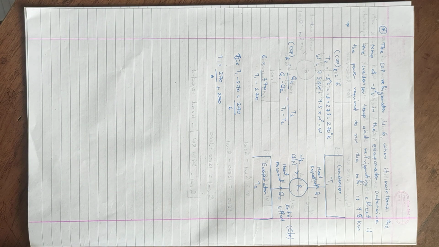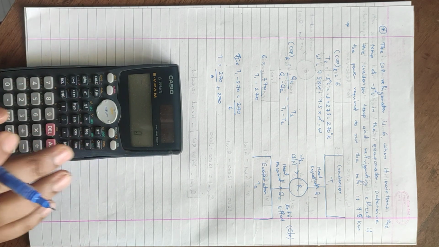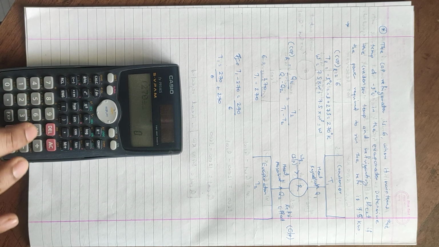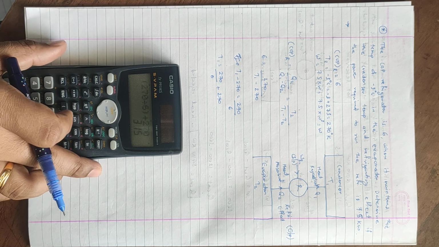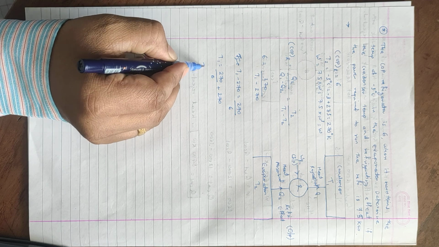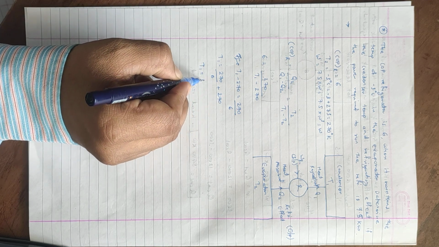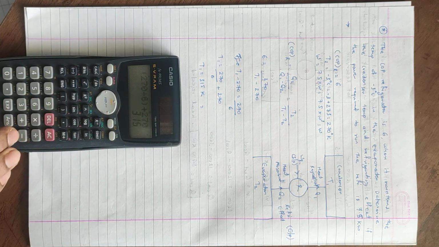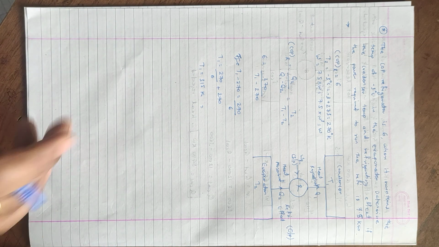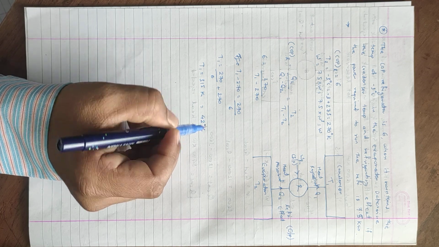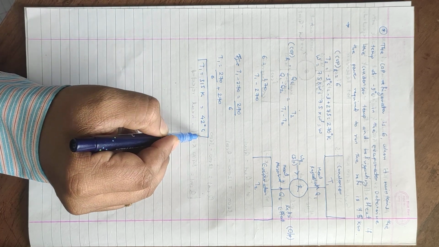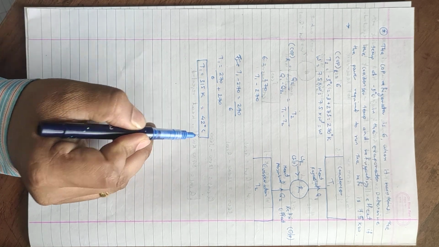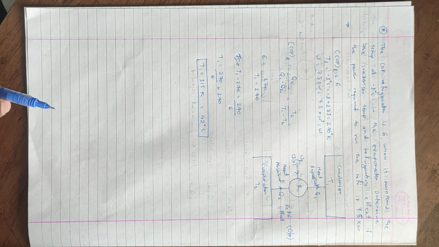Okay, so let us see what is the answer. So 270 by 6 plus 270, the answer is 315. So T1 will be equal to 315 Kelvin. If we want the same answer in degrees Celsius, let us subtract 273 from it, so 42 degrees Celsius. So 42 degrees Celsius will be the temperature T1, or the temperature of the condenser.